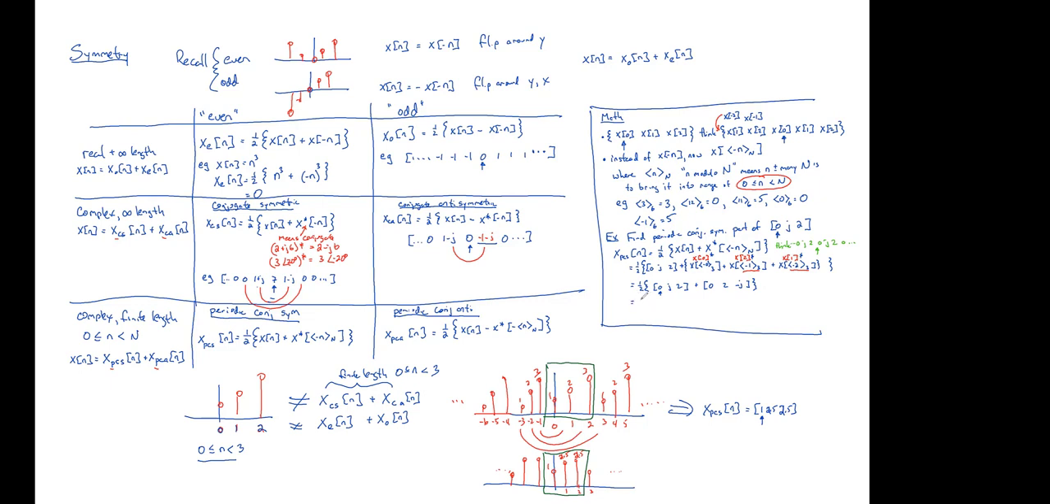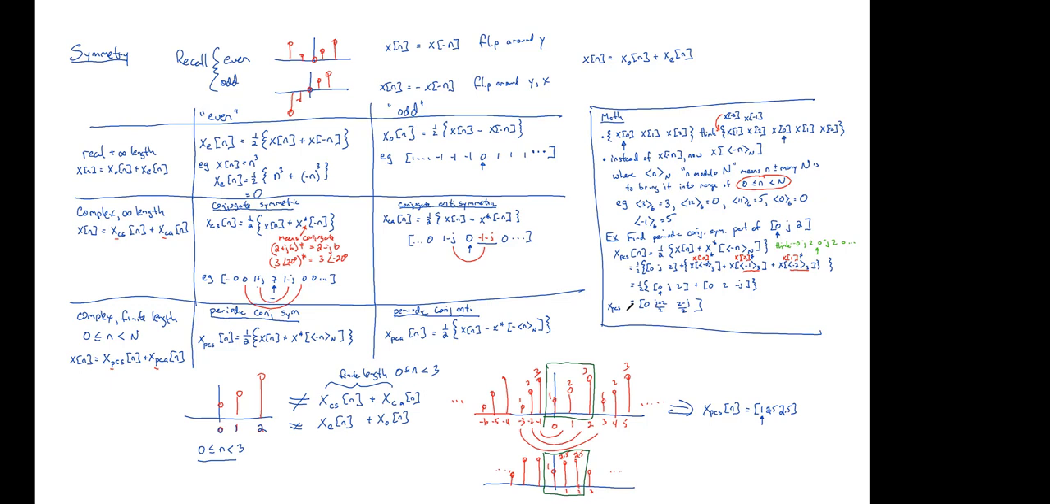It's going to be the average of zero and zero, which this time I can figure out to be zero. The average of j and two, so that would be j plus two over two. And then this will also be two minus j over two. And so that's the periodic conjugate symmetric portion of this.